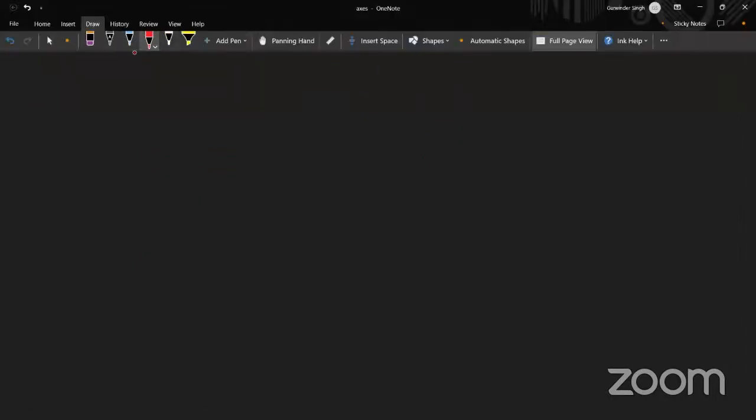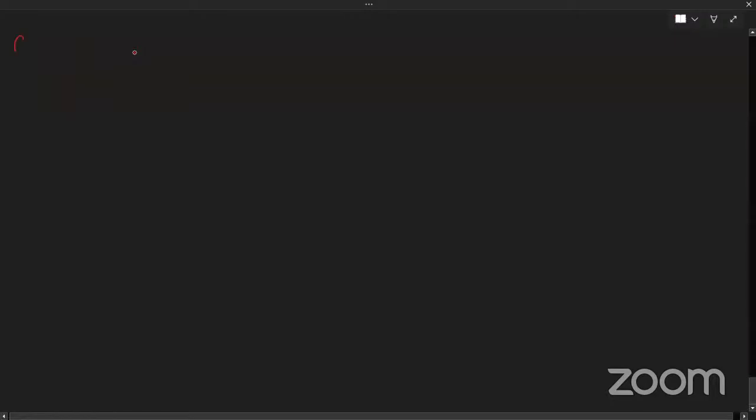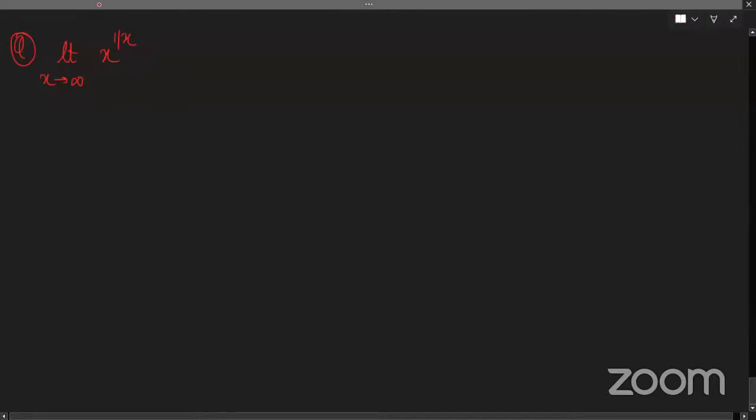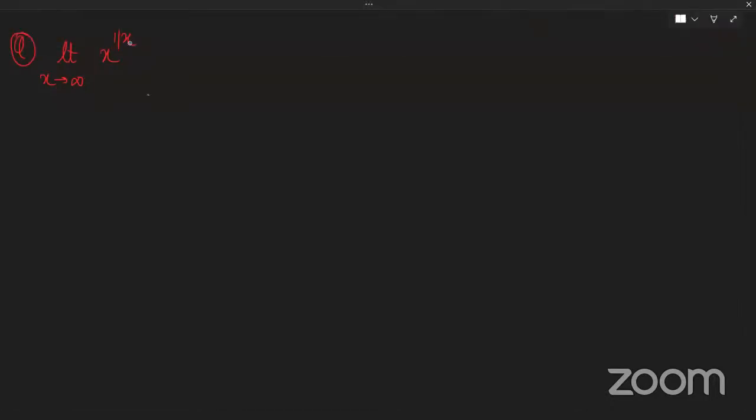So I currently have just one question. We have limit x tends to infinity, x raised to 1 by x. Which form is this? What is the form? Just put in the value. Infinity raised to 0. How much? Infinity raised to 0. One, correct.